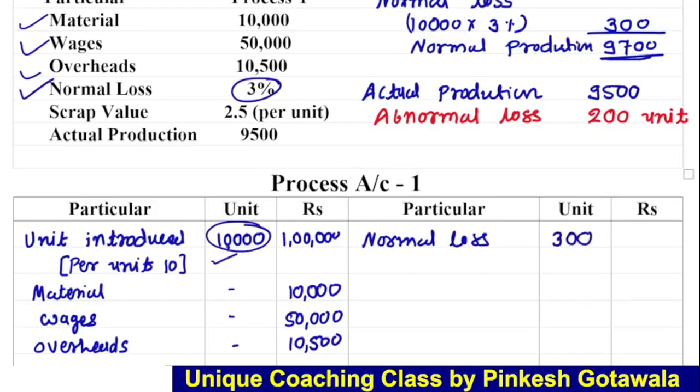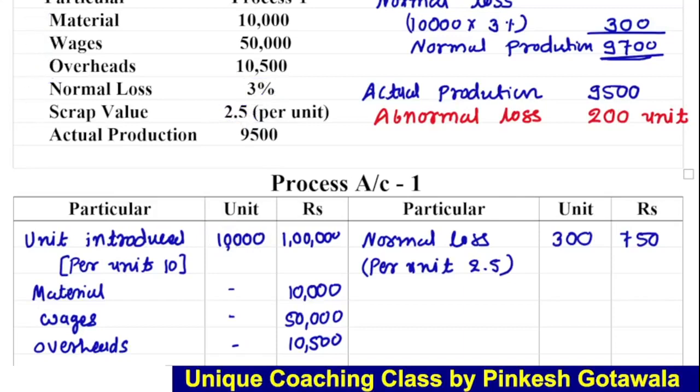And I told you this loss we will sell. Okay, we will sell the loss. At the scrap value, which will be given, 2.5 per unit. So 300 into 2.5, that is 750. Okay, now here the important part is we give all the effect. It is the same point as we solved in the previous video. Okay, after that we close these accounts, we transfer to process 2.